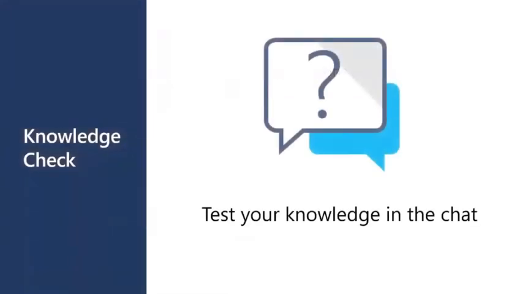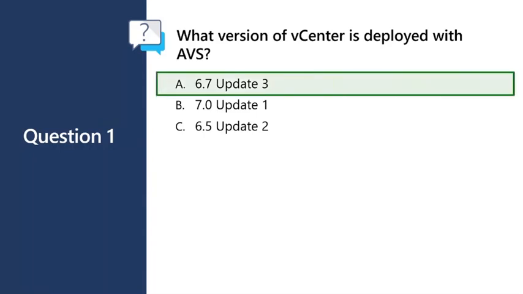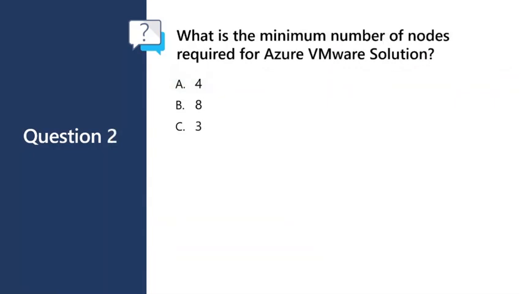Whew, that was quick. Now let's check to see whether or not we retained it. Did we teach you properly? So what version of vCenter is deployed with AVS? Well, we are locked in. So it's the 6.7 update 3. Let's check to see. And yes, it is. You are correct.